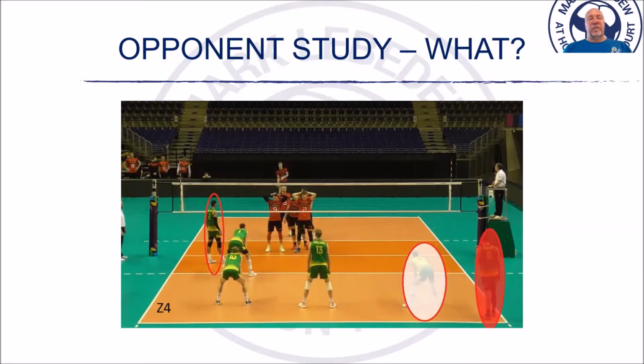The setter in position 4, now we have that bigger effect. This is the most difficult rotation for the setter. Often they won't be able to get all the way to the setting position. And for this reason, it is typically the rotation with the least amount of balls set to the opposite.